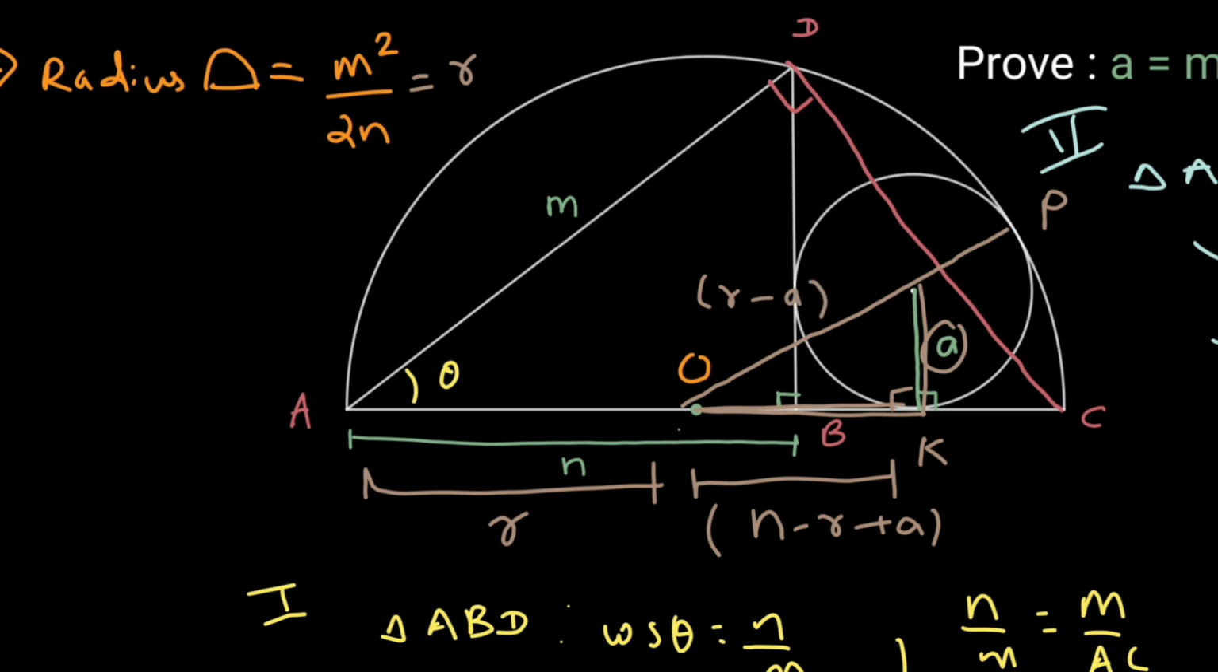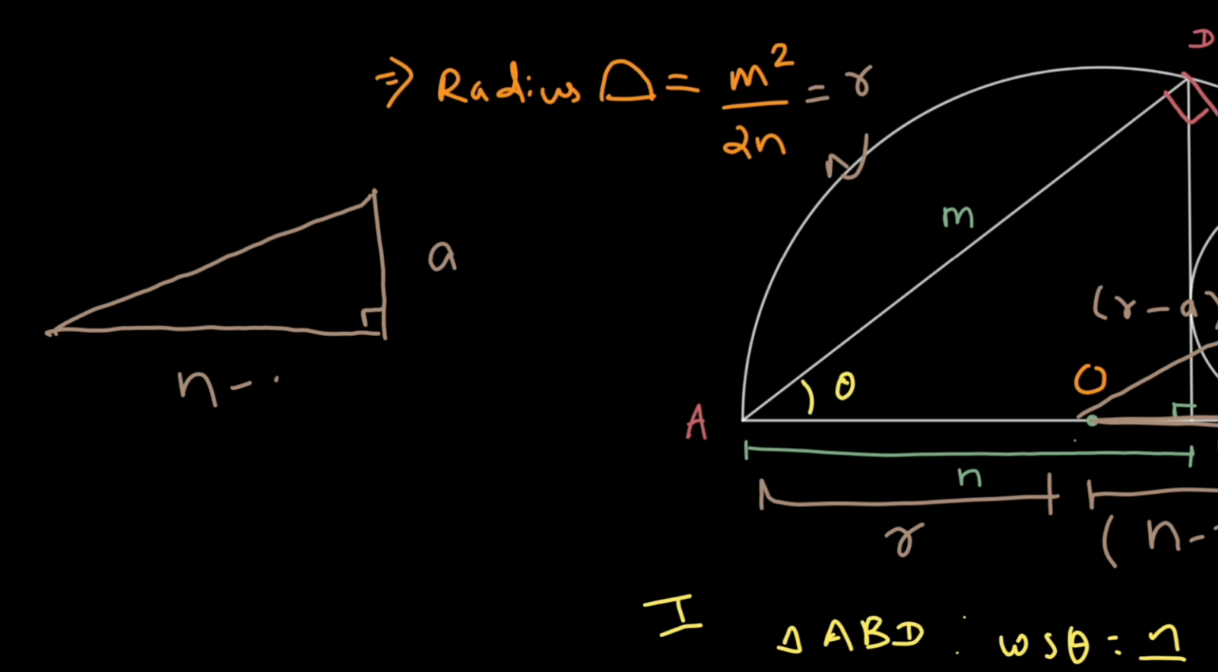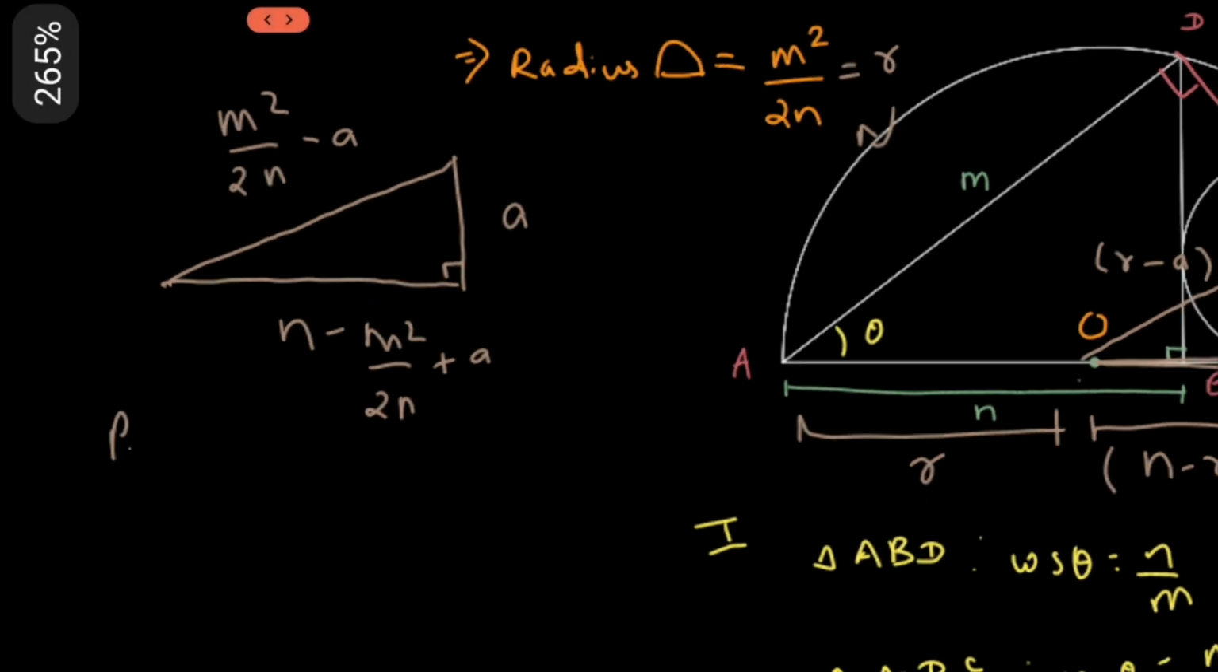So we can simply apply the Pythagoras theorem. The triangle is like this: the height, the base, and the hypotenuse. There's the 90 degrees. The height is a, the base is n minus r plus a. So remember the value for r, that is m square upon 2n, and plus a, this is the base, and the hypotenuse is r minus a, therefore m square upon 2 times n minus a. Now in this triangle, let us apply the Pythagoras theorem.